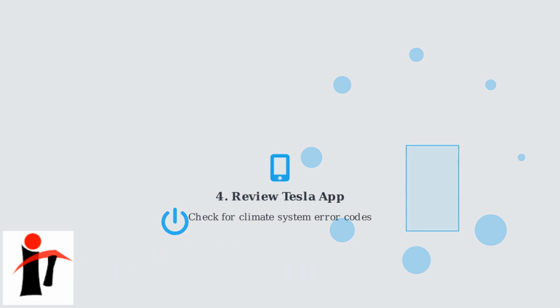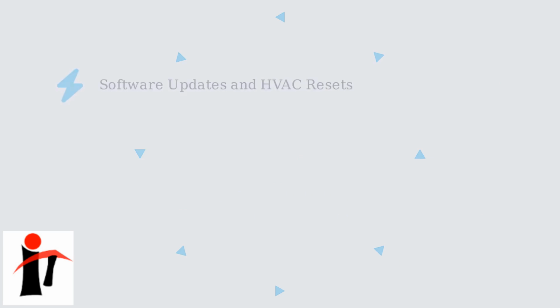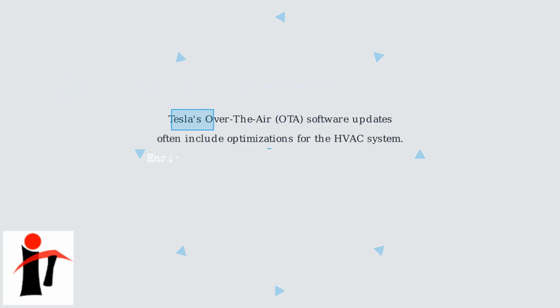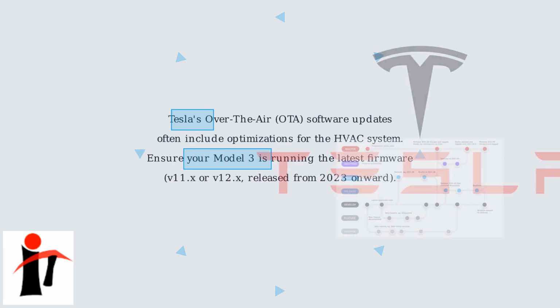Finally, use the Tesla app to check for any error codes related to the climate system, which can provide valuable diagnostic information for further troubleshooting. Tesla's over-the-air software updates often include optimizations for the HVAC system. Ensure your Model 3 is running the latest firmware, versions 11.x or 12.x, released from 2023 onward.